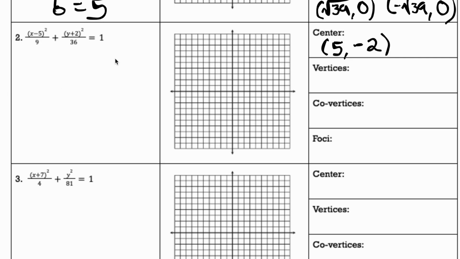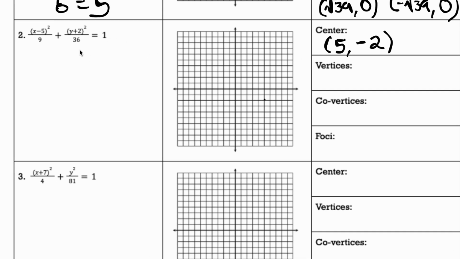So from here, what I would do is I'd graph that. I'd say 5, negative 2. And then here, I'd say which is bigger, 36 or 9? Obviously 36. So a squared is going to equal 36. So that means a is going to equal 6. And b squared equals 9. So b equals 3. So from here, I would just move in those directions.